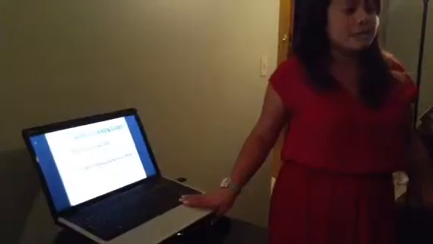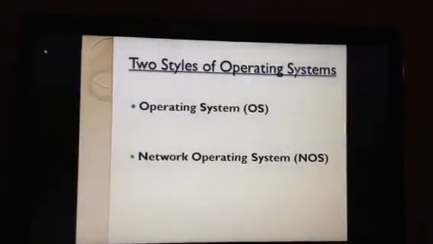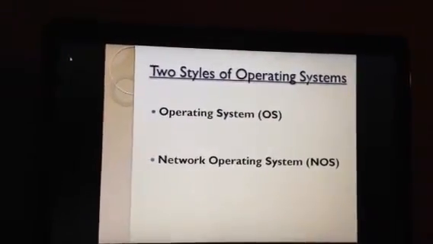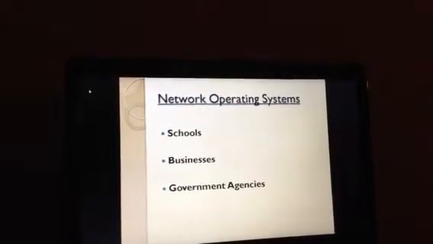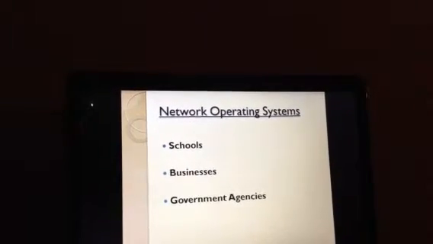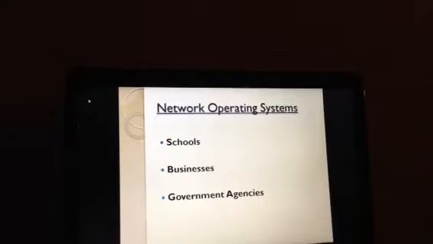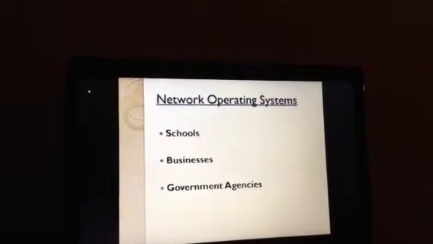There's 2 styles of operating systems. Regular operating systems that are on your home computer, and a network operating system. Network operating systems are traditionally found in schools or businesses or in government agencies. Network operating systems also consist of several computers being linked together to one network.